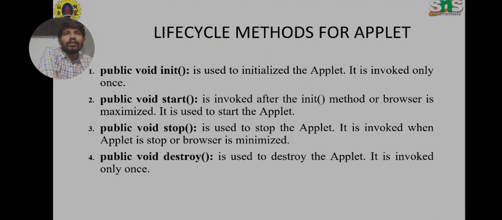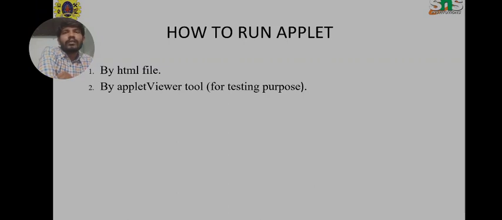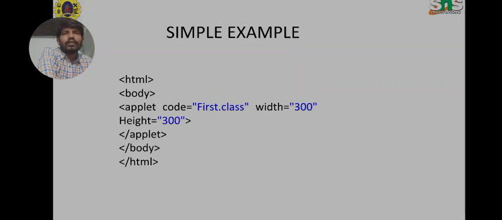So how to run an applet? This is how we execute the applet: first by the HTML file, and by appletviewer. As I said before, we have two different files, a Java main file as well as an HTML file. So here is a simple example for the HTML file. Here we have first.class with width 300 and height 300. The applet HTML code starts with the HTML tag and ends with the HTML tag. So we just need to execute this code for the applet in the command prompt.